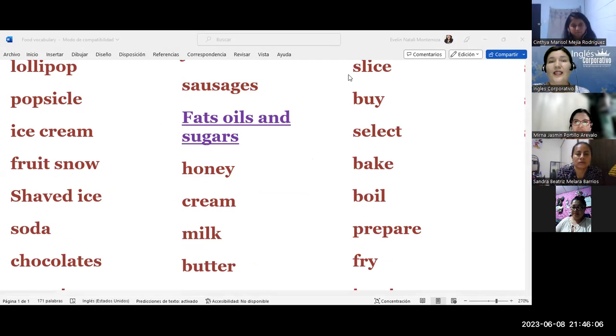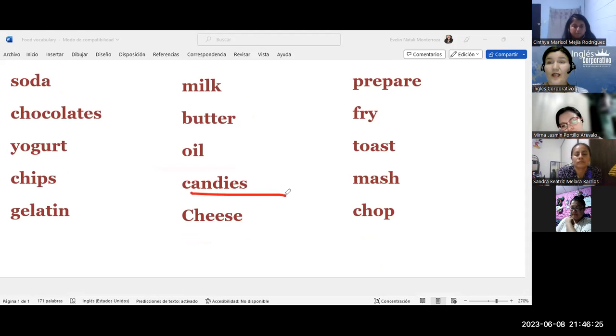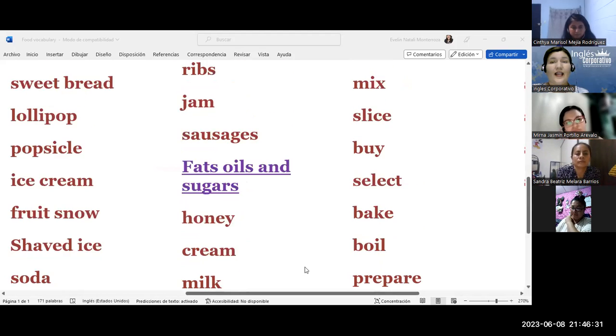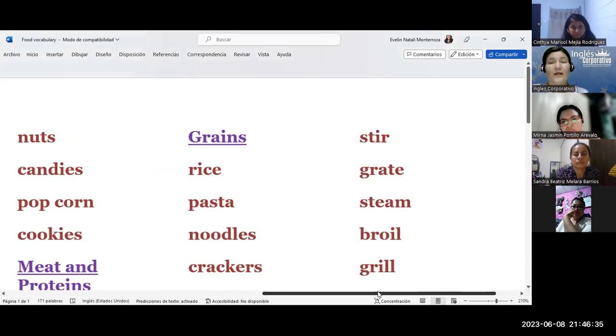Azúcares, aceites, y grasas. The honey, miel, right? The cream, la crema, milk, leche, butter, mantequilla. Right? You have the butter. You have the oil that it's considered, this one. The candies, los dulces también están considerados en esta categoría. The cheese, yes. Right? The cheese. And I think I have some others here. This is the last one, people, don't worry.